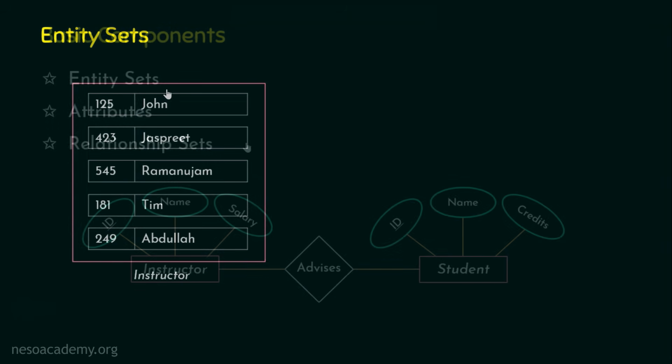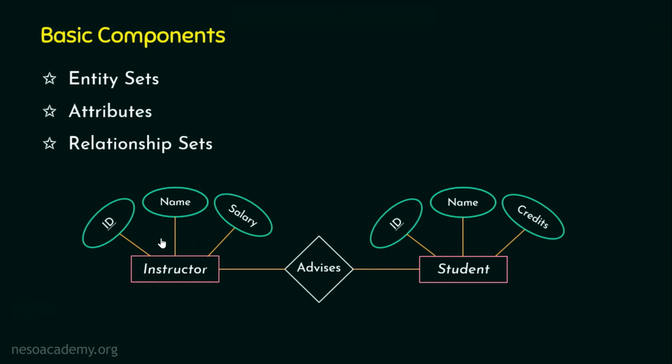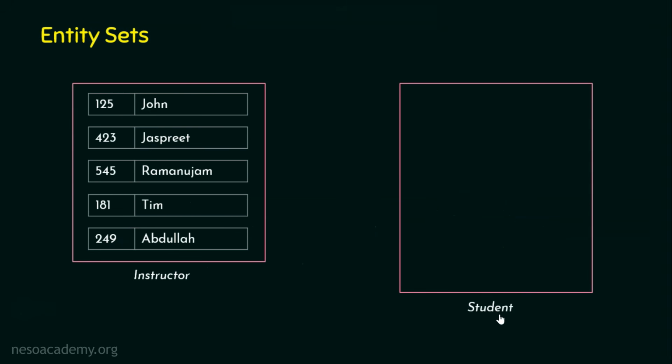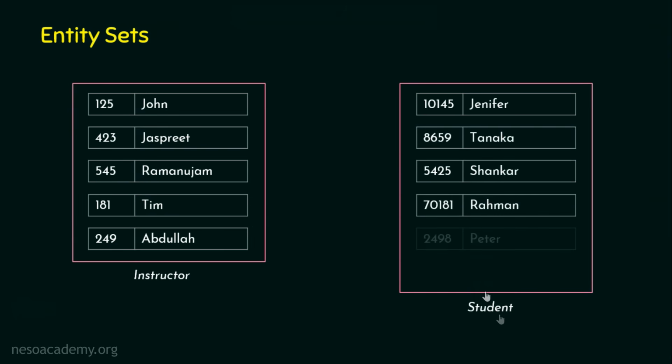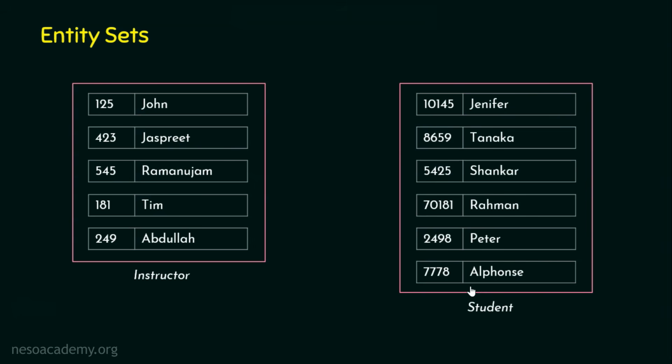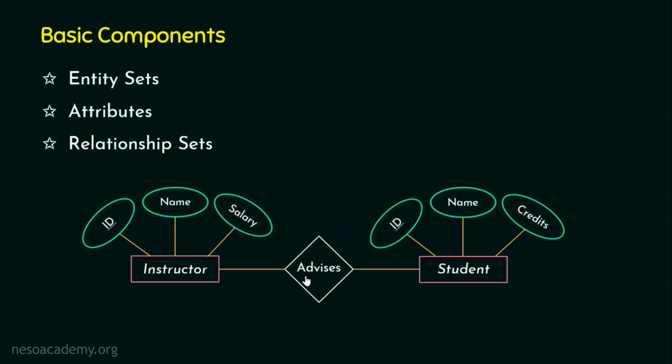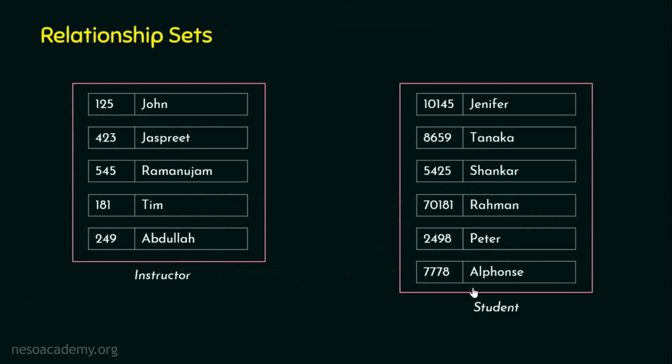Let me go to the diagram. We are done with this instructor entity set. Let's focus on the student entity set. Here is the student entity set that has some records like Jennifer, Tanaka, Shankar, Rahman, Peter, and Alphonse. Here is the student entity set. So we have brought in two entity sets, the instructor entity set and the student entity set. Now what we are going to do? We are going to establish the relationship where instructor advises student, isn't it? So how are these instructor and student entity sets related?